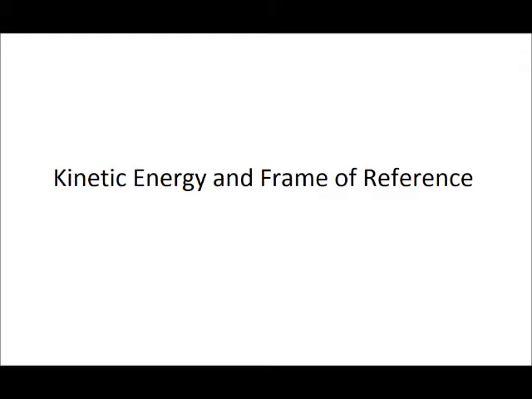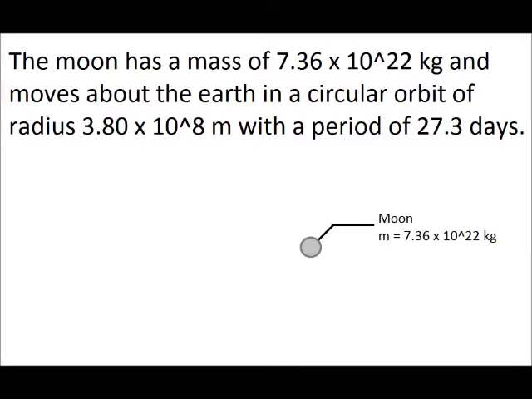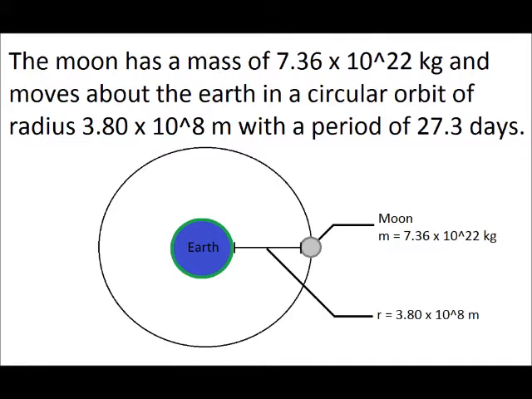Alright, so the problem is in Chapter 7 on kinetic energy, and it reads: the moon has a mass of 7.36 times 10 to the 22nd kilograms and moves about the Earth in a circular orbit of radius 3.8 times 10 to the 8th meters with a period of 27.3 days. Find the moon's kinetic energy as observed on Earth.